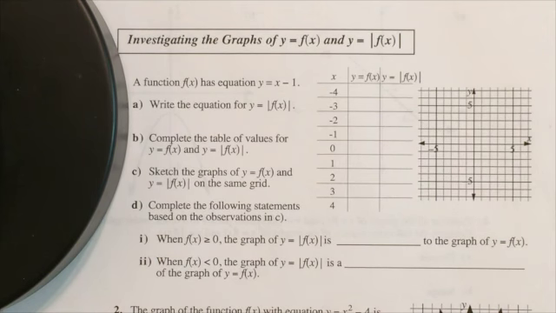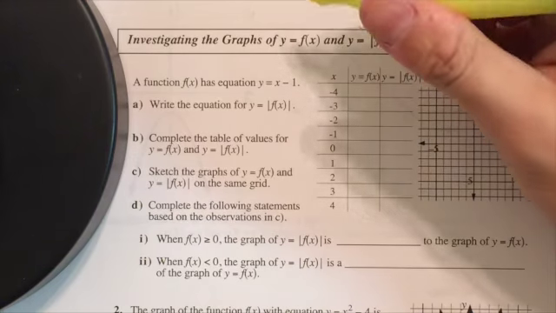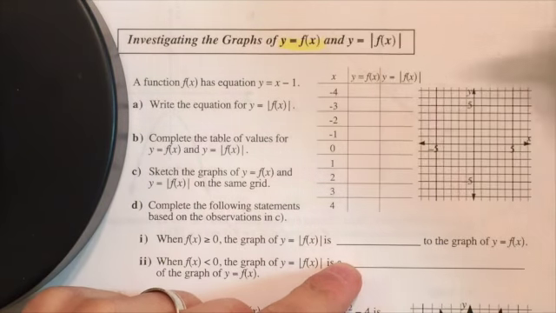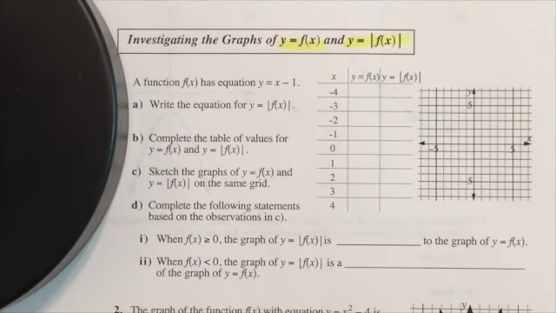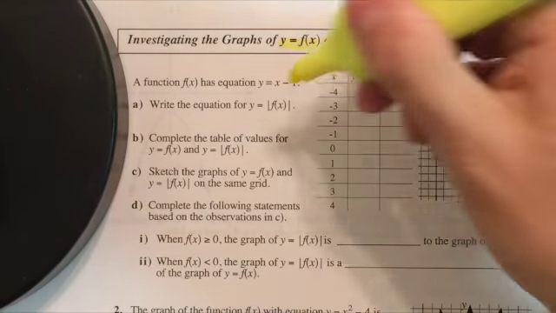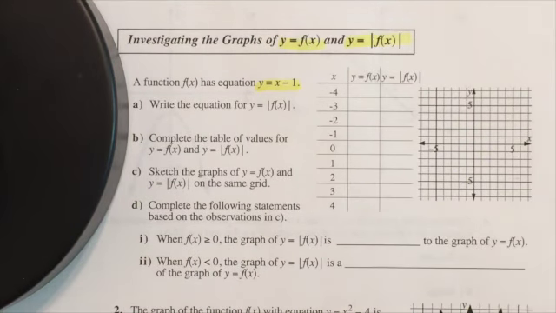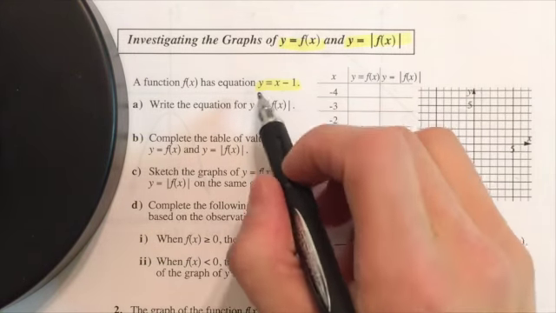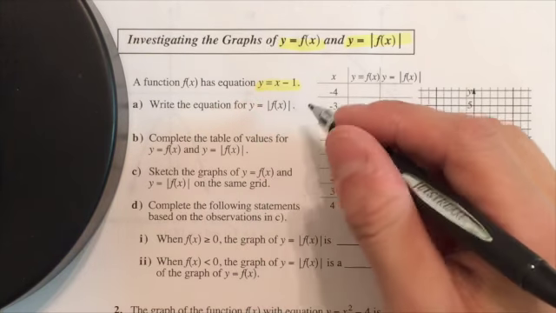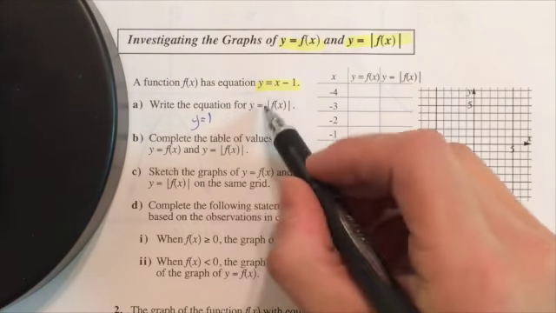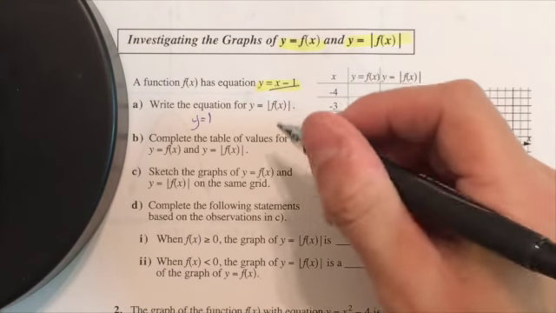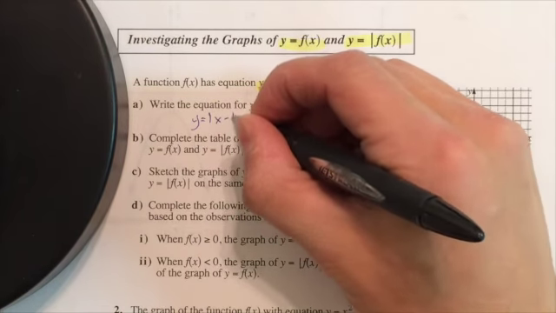The first thing we need to consider is a function where y is equal to f of x and y is equal to the absolute value of f of x. So, the function we're looking at has the equation of y is equal to x minus 1. The first thing we need to do is write the equation for y is equal to the absolute value of f of x. If we know that f of x is equal to x minus 1, then y is equal to the absolute value of f of x, which is the absolute value of x minus 1.